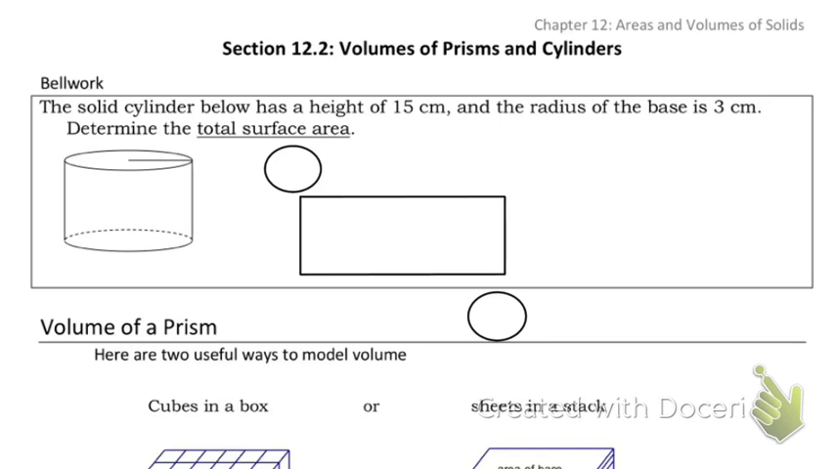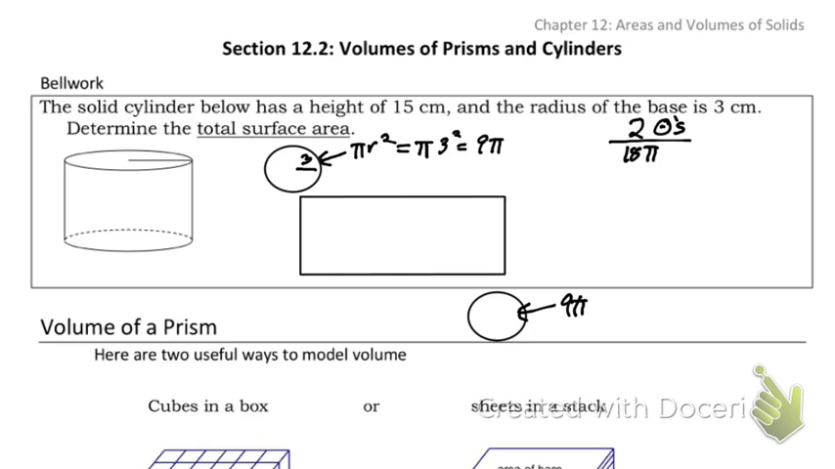Well, that means I need to find the area of those two circles, and I need to find the area of that rectangle. Well, the area of a circle is pi r squared. We know the radius. It says the radius is 3. So that's going to be pi times 3 squared, which equals 9 pi. But we also have a circle down here that's also 9 pi. So our two circles are going to equal 18 pi. All right, now we just have to figure out the rectangle.